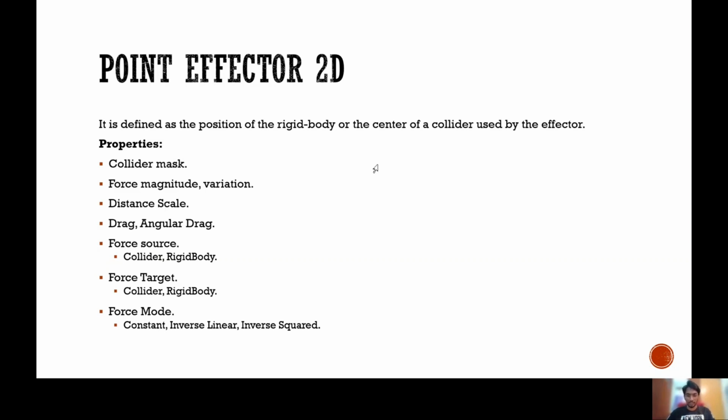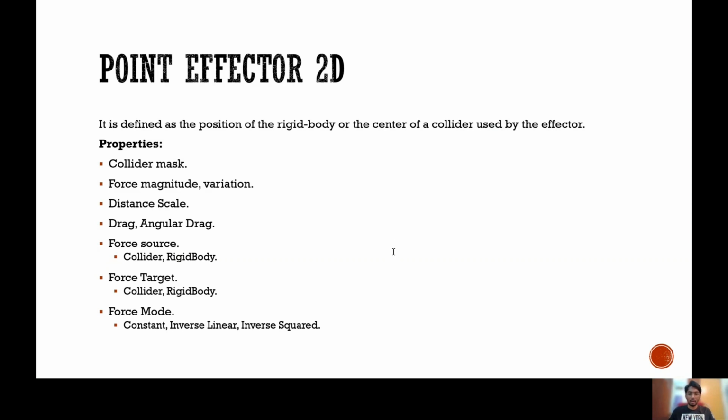Force target. The force target is a point on the target object where the effector applies force. The distance to the source is defined from this point. Collider: the target point is defined as the current position of the collider. Applying the force here can generate torque. Rigid body: the target point is defined as the current center of mass of the rigid body. Applying the force here will never generate torque.